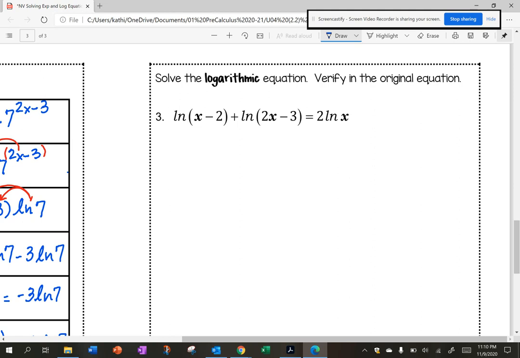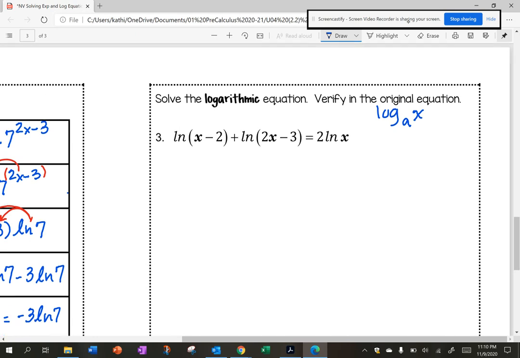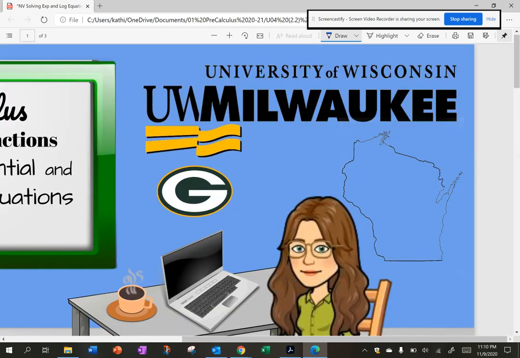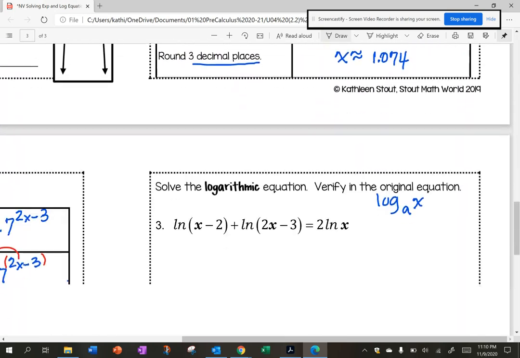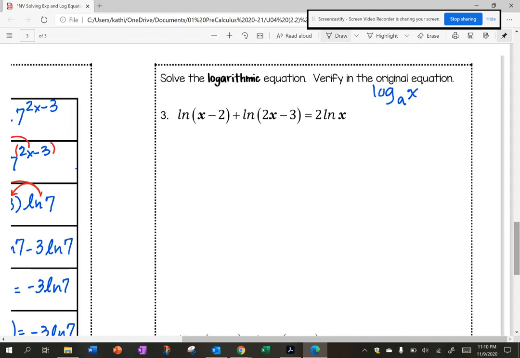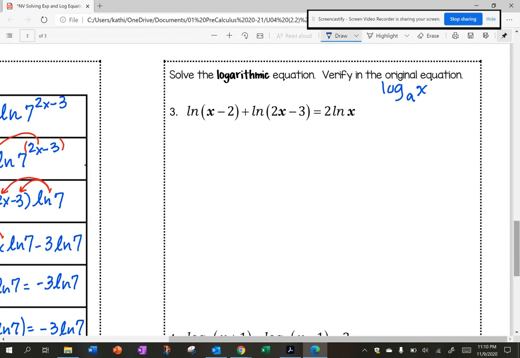So the domain restriction was, for log base a of x, x has to be greater than 0. So I have a domain restriction. After I solve, I need to go back and check in the original equation.